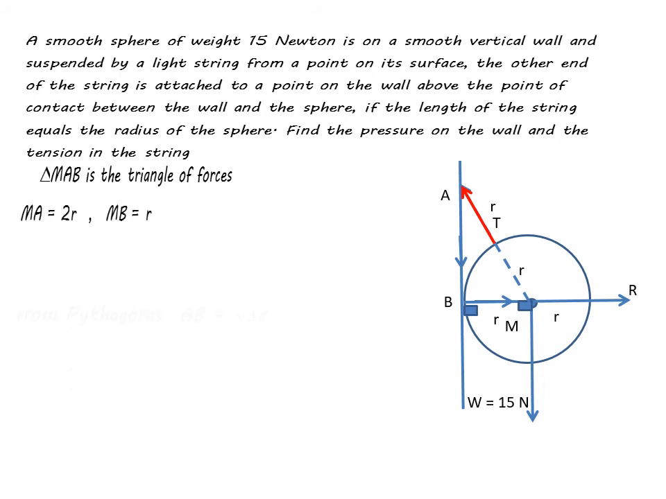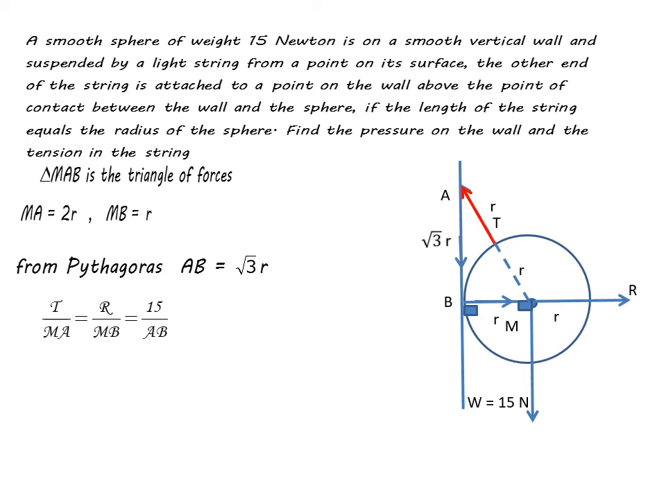Okay, apply the triangle of forces. That means T over 2R, or AM, equals the reaction over BM, which is represented by R, equals AB over root 3 R. Sorry, the weight over root 3 R, where the weight equals 15. Cross multiplication, the tension will be finally 10 root 3 Newton, and the R will be 5 root 3.